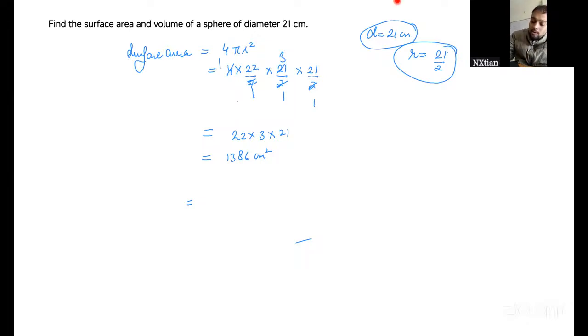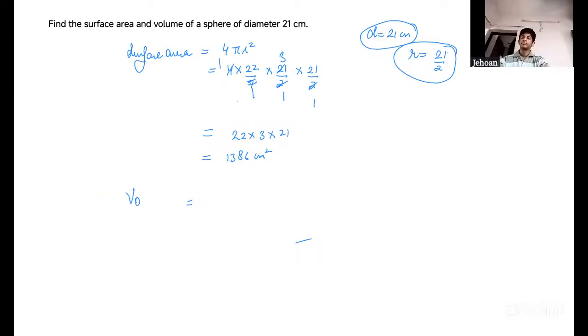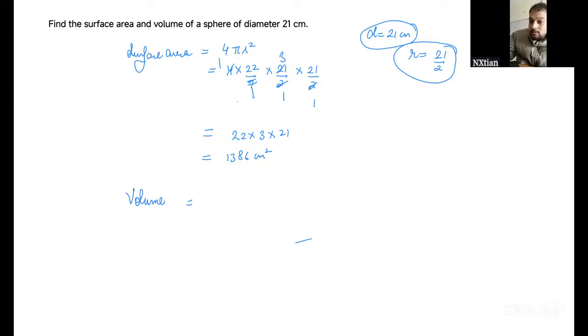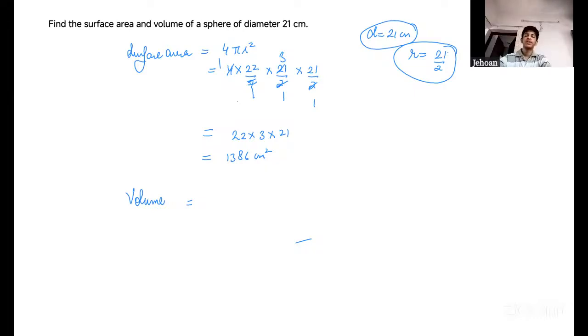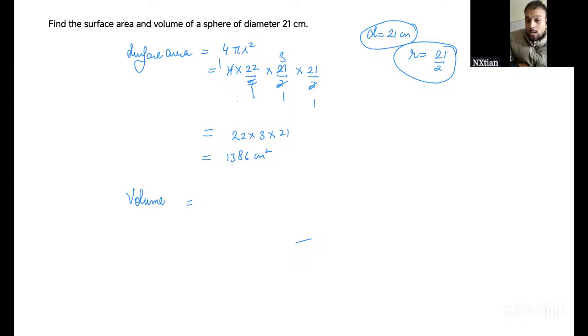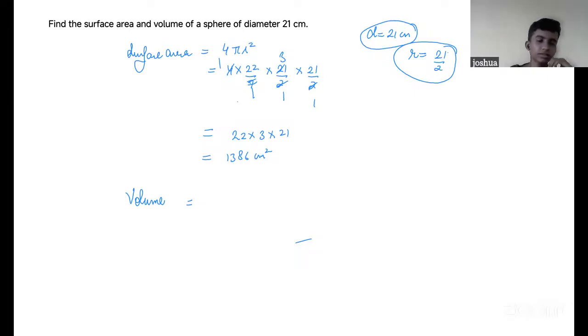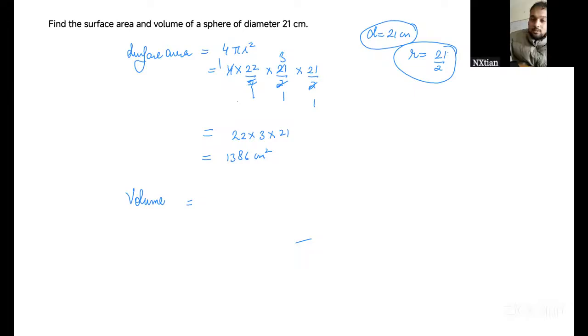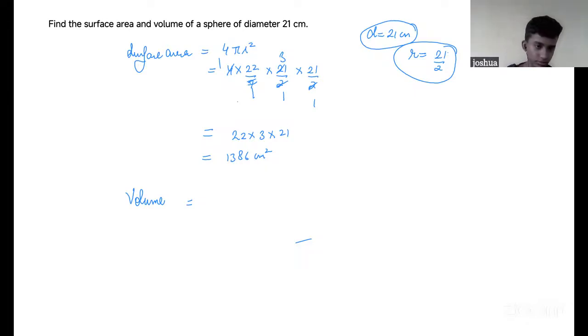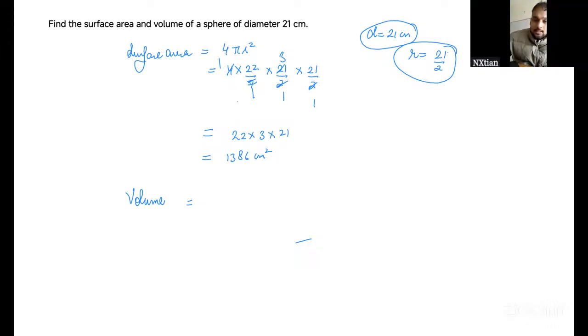Okay, so now what is volume? Anybody can tell me? Sam, what is volume? Yes, Jehan. 220.5 cm cube. Okay, okay. Joshua, what's the volume? So I didn't get this question. You didn't. So you understood or you were not able to do it? I understood now. Okay.